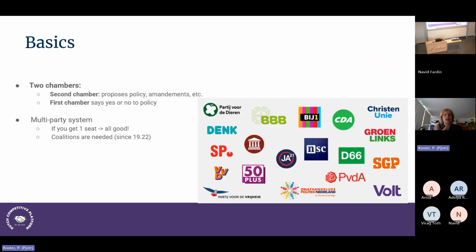So what then happens? You basically in the Netherlands have a multi-party system, and I do truly mean a multi-party system. So you have a lot of parties. There are a couple of parties on this slide. These are not all the parties you can vote for, and I think this is in that sense still incomplete. The basic idea of the Netherlands is if you get basically enough votes to get one seat, you're all good.